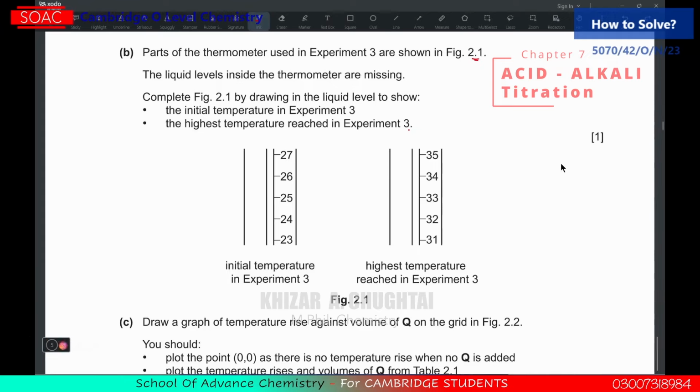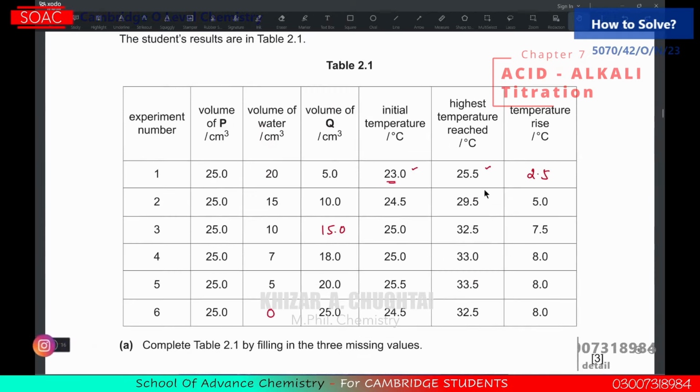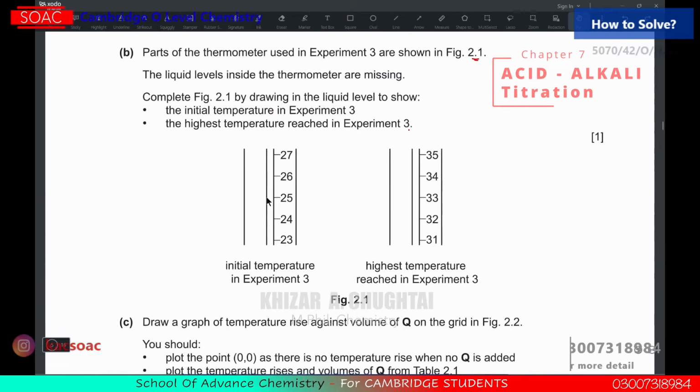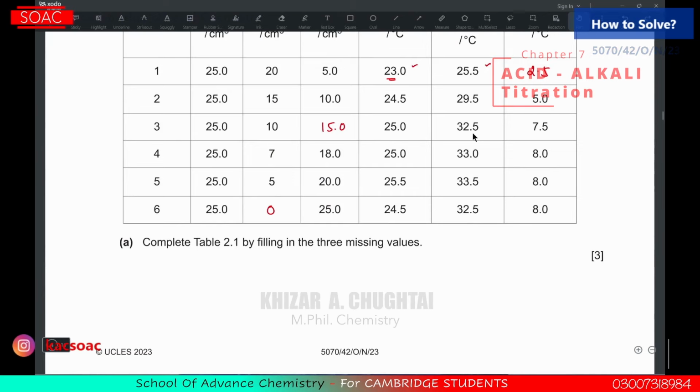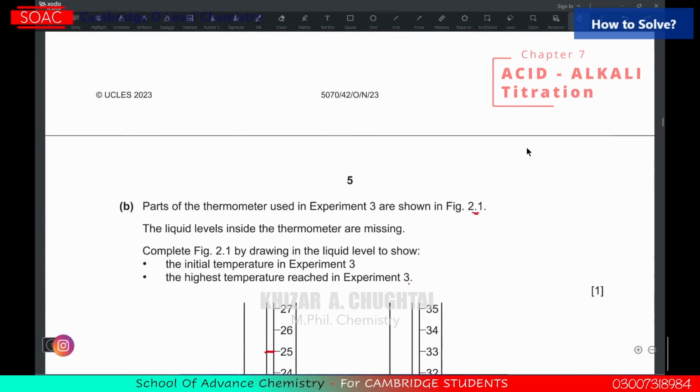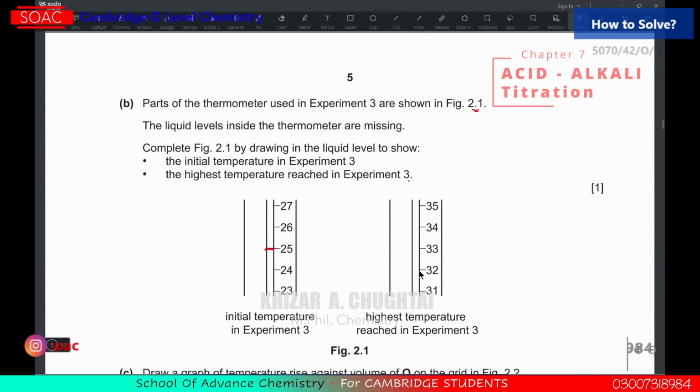So in experiment 3, what is the initial temperature? Here is the initial temperature and this one is 25 degrees Celsius. So it should be over here at 25 degrees Celsius, and in case of the highest temperature in experiment 3, that is 32.5, more than 32, less than 33, roughly equal to 32.5.